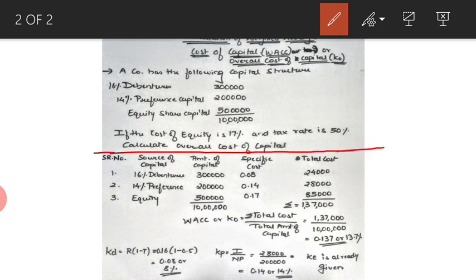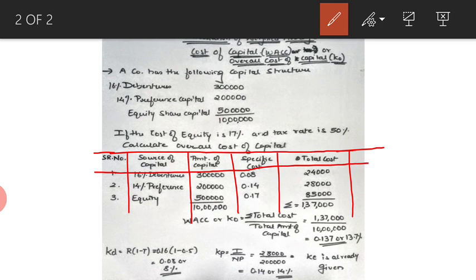Let us now understand how we solve it. Always remember this particular table. You have to follow this table for all the problems. There are totally 5 columns that you have to prepare. The first column is the serial number, the second column is the source of capital, third is the amount of capital, fourth is the specific cost, and fifth is the total cost. First is the serial number, which depends on how many sources there are. In this case there are 3 sources: debentures, preference, and equity. So there is 1, 2, and 3, that is 1 for debentures, 2 for preference, and 3 for equity.